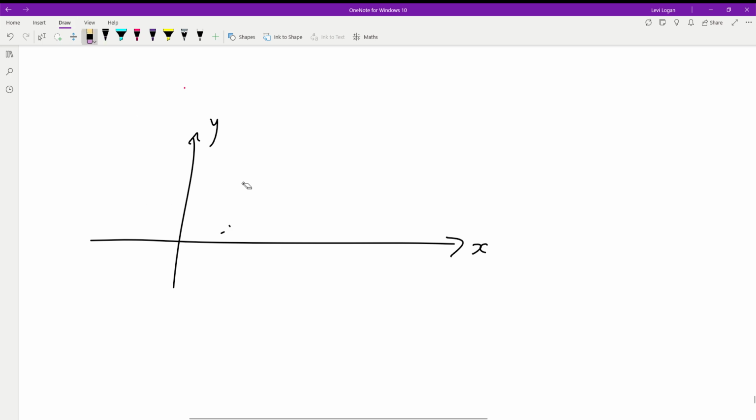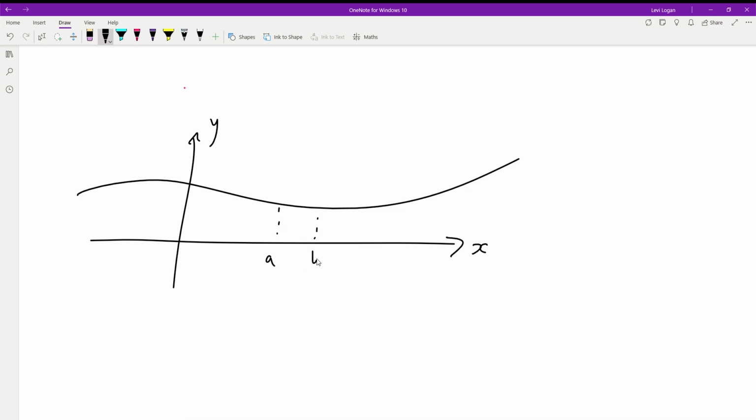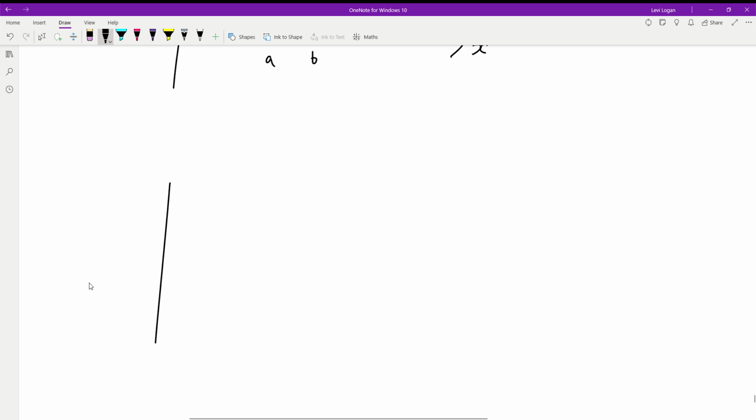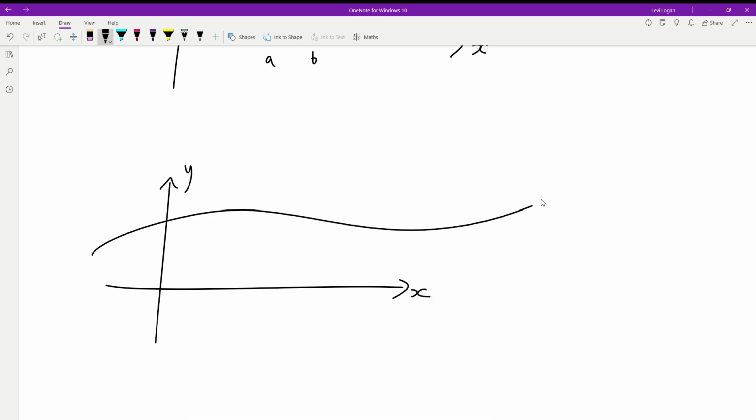Now, let's say we know that if we integrate between two bounds, we get the area under a curve. So, in other words, if I integrate between A and B, it gives me that area there under f of x. But let's say I want to work out the area between two curves. So in other words, if I have x and y, I have a curve here and a curve here. How do I work out that area there?